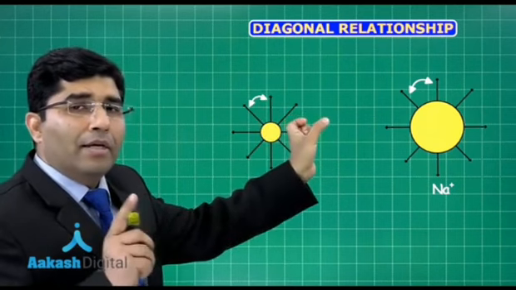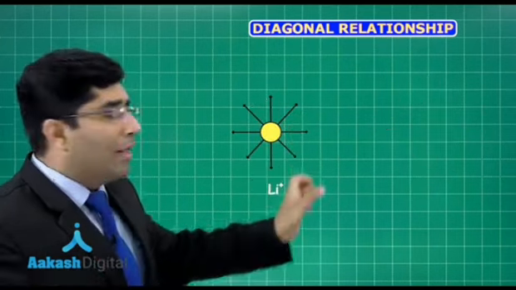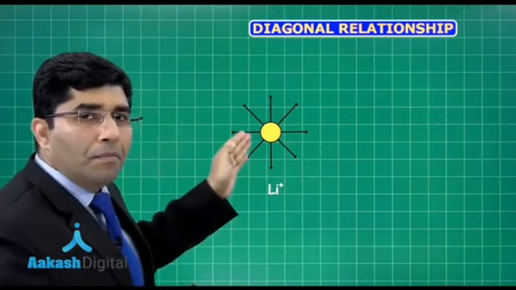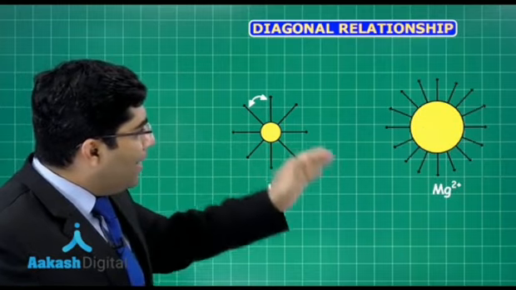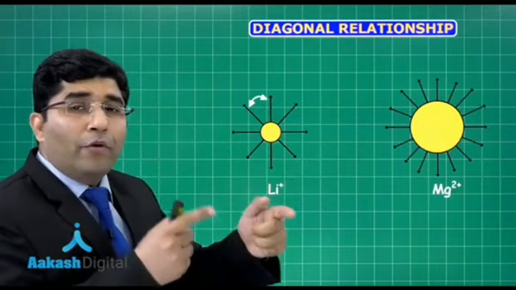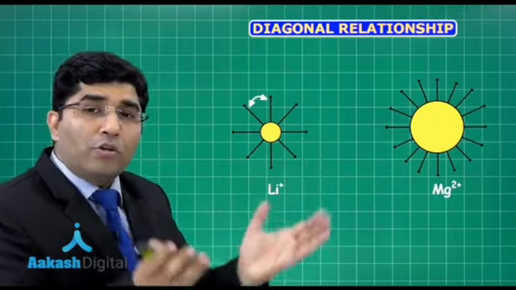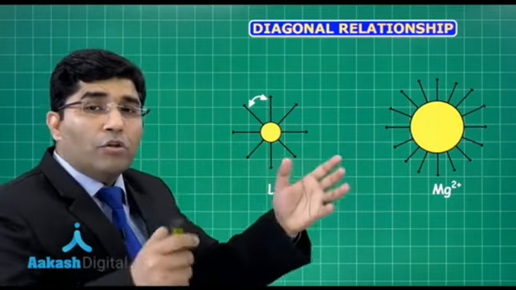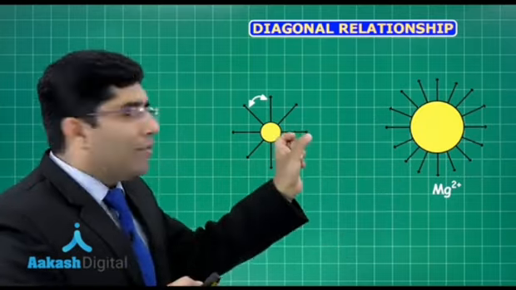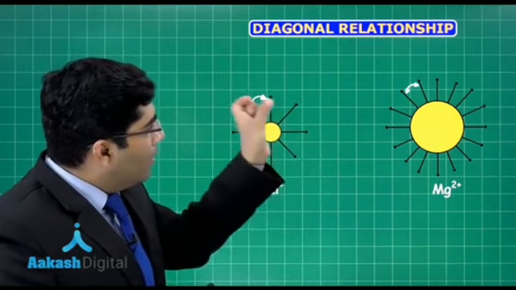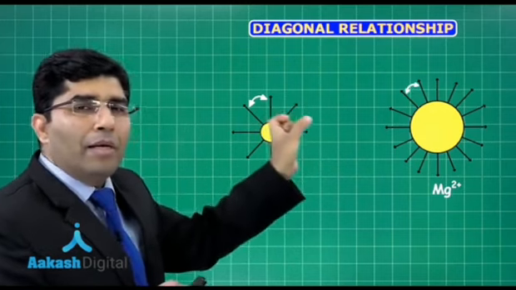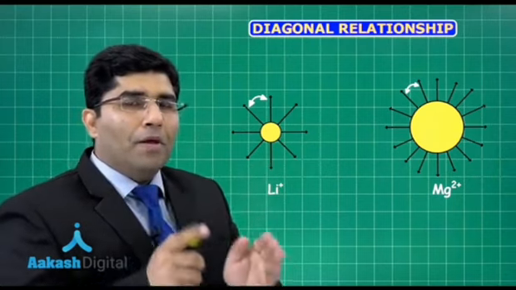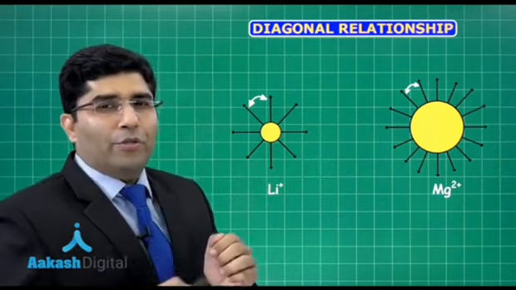But if we talk about lithium and its charge density, and magnesium 2+, what are we doing here? We are increasing the size, and we are increasing the charge also. So overall, the charge density will remain the same. The gap between the lines will remain the same. That's why their properties are the same. Lithium resembles magnesium, beryllium resembles aluminium, and so on. So this was diagonal relationship.